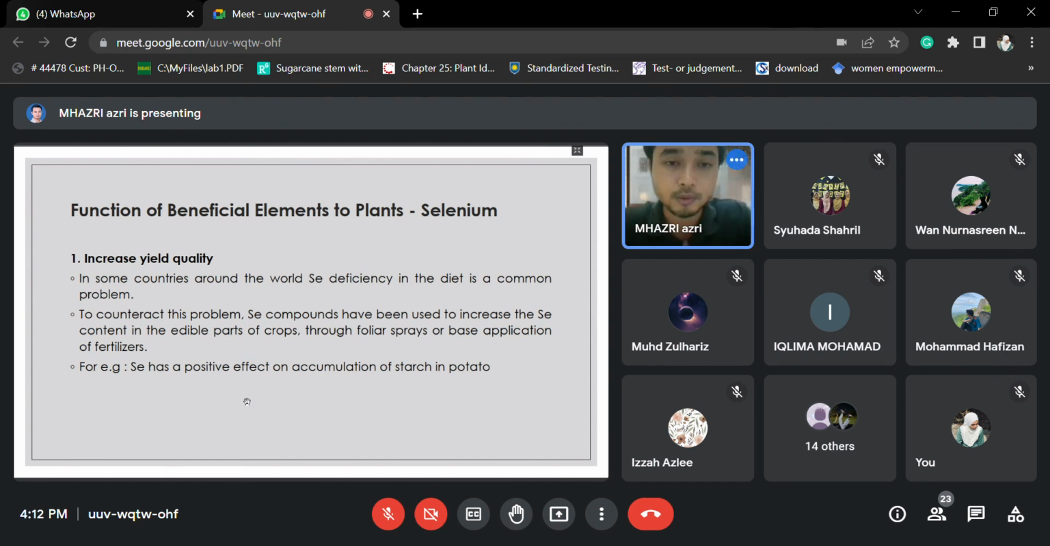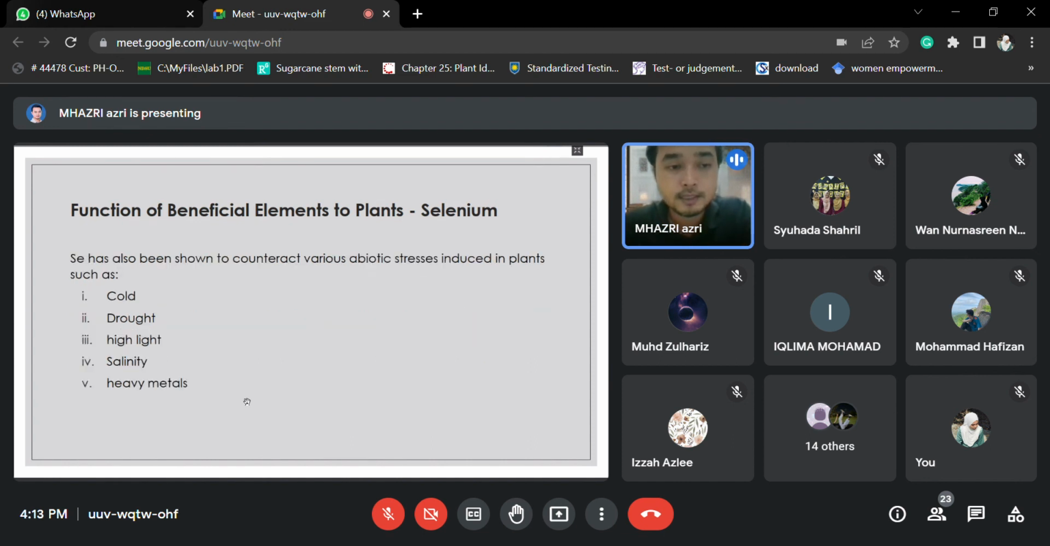Kentang biasanya dalam pasaran dunia, kebanyakannya digunakan sebagai our diet, especially to produce potato chips ataupun french fries. So the quality ataupun kerangupan potato chips ataupun french fries ni bergantung pada starch content tadi. Semakin tinggi dia semakin rangup. Dan starch content in potato can be increased if we supply the potatoes with selenium.